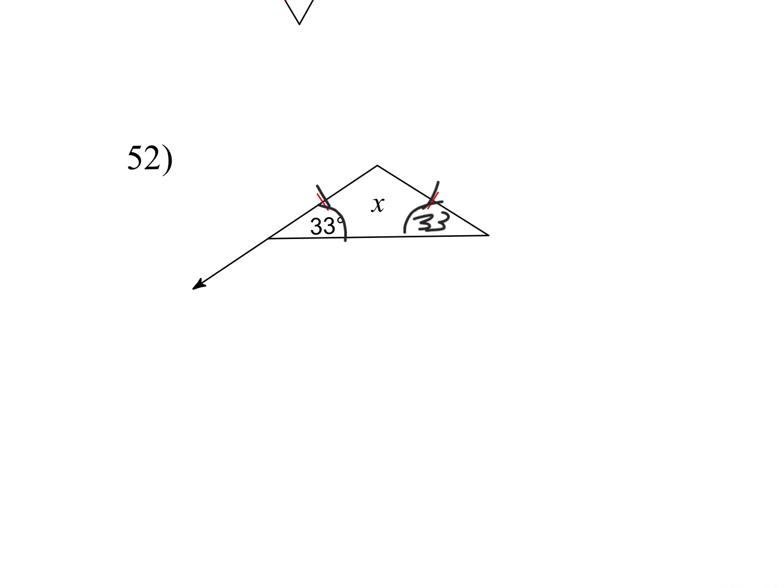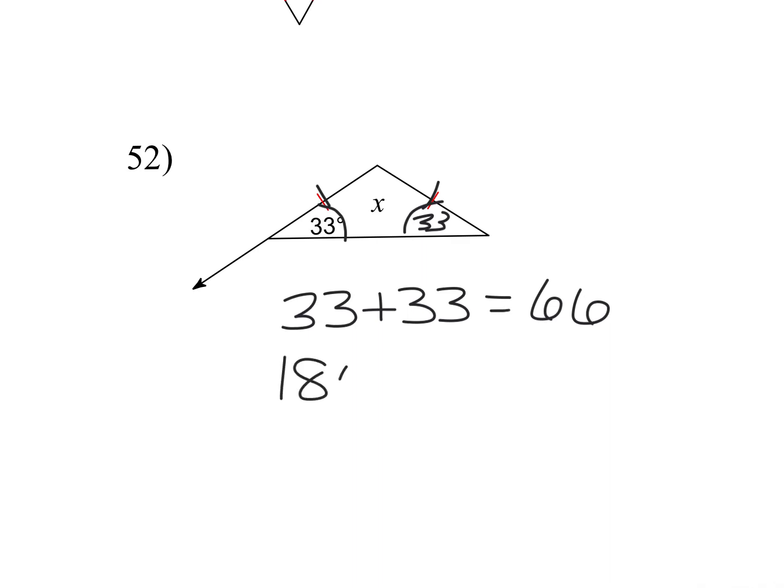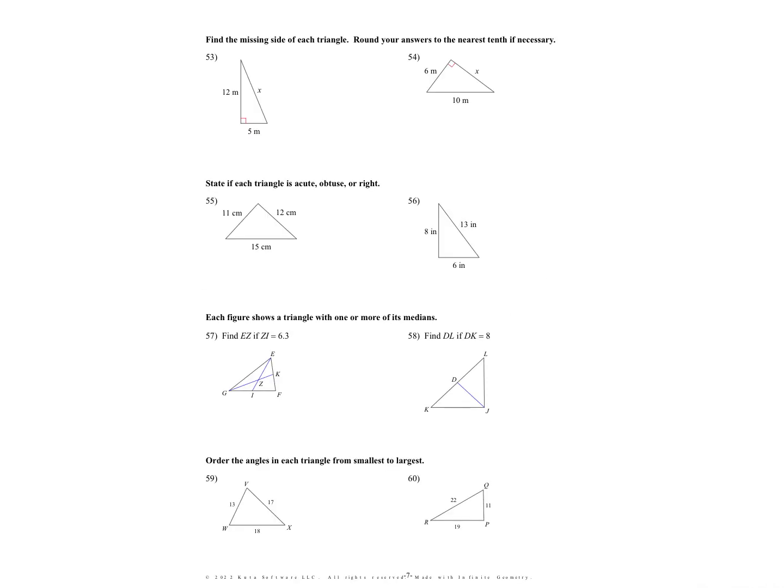And then how do you find a missing angle in a triangle? Add these 2 together, you get 66. Then subtract that from 180, and we get 114. That makes sense. Okay.